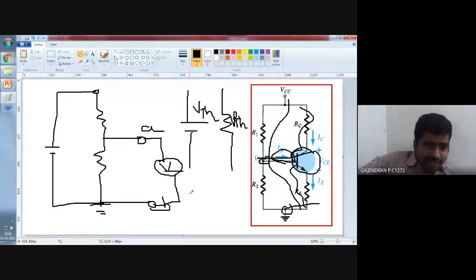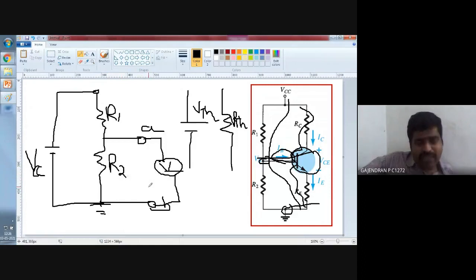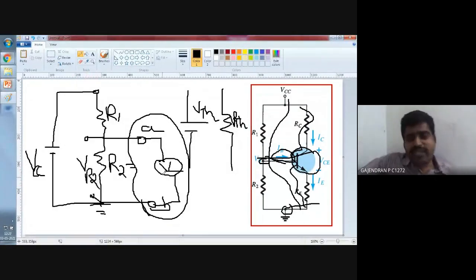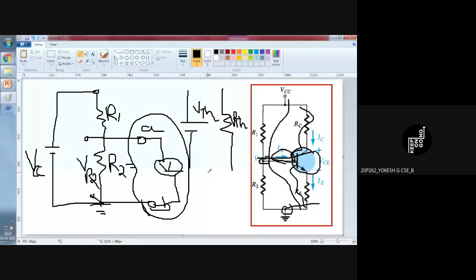So this is my VCC. This is resistor R1. This is R2. Can anyone tell me what is the voltage across these two terminals? Is this voltage drop across these two terminals equal to the voltage drop across this R2? Whatever voltage is across this R2 is your VTH. Am I correct, sir? Yes, sir.